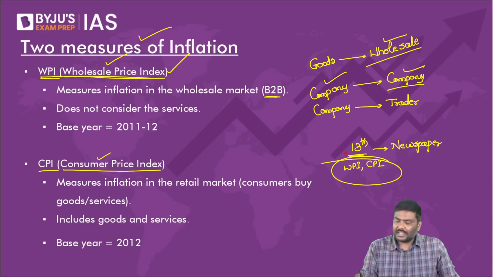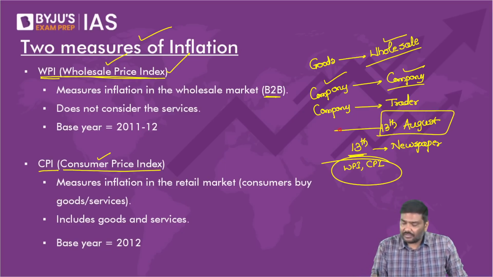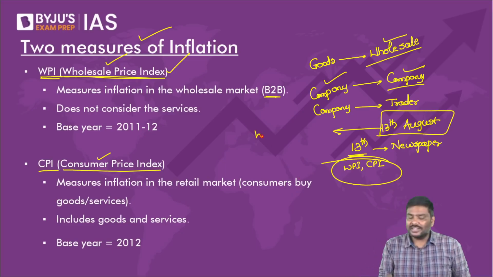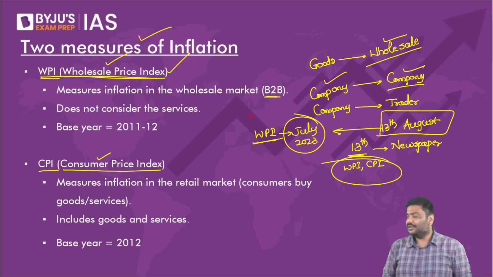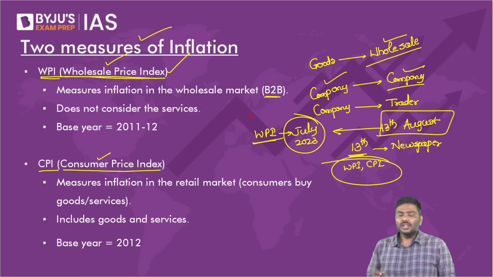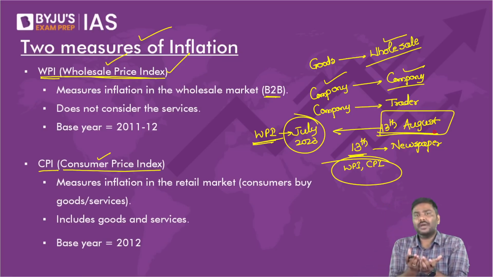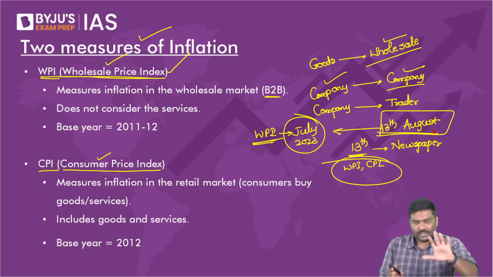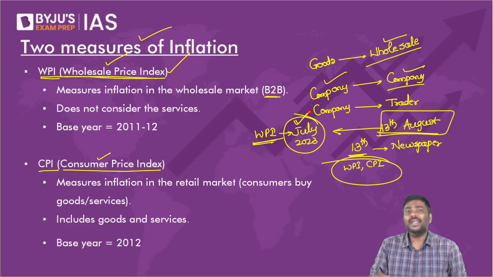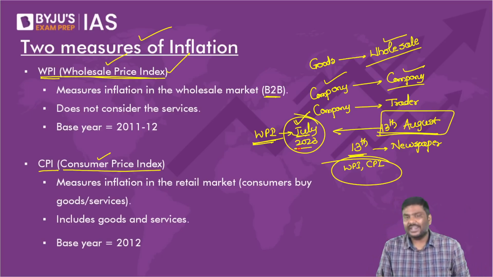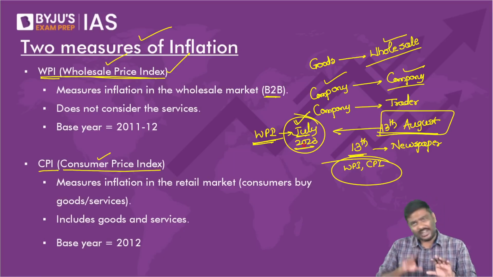Which means in the month of August, let's say the 13th of August, they will give you data regarding what the WPI was for the month of July 2023. Any problem in this statement? I'll repeat it. When you read a newspaper on the 13th of August, they will give you the WPI number for July 2023. That is very fixed.